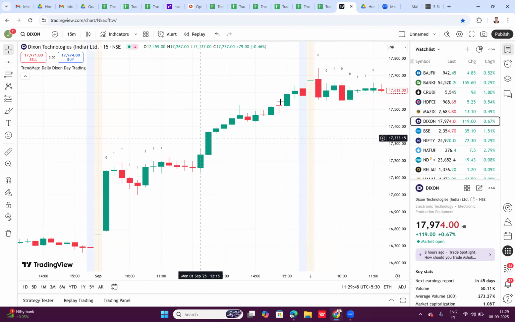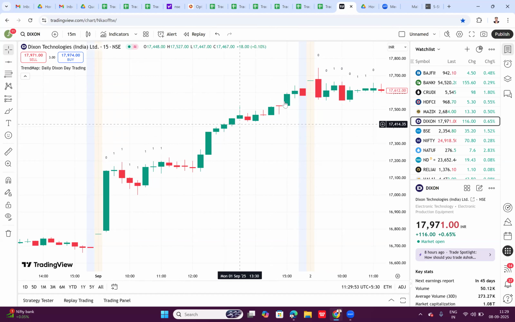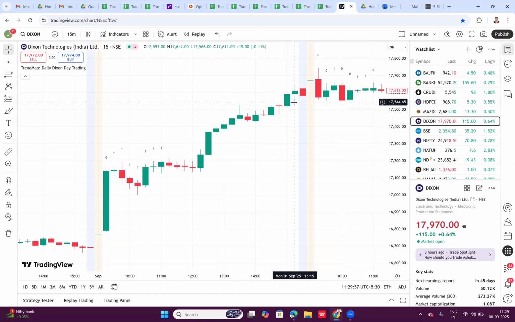Remaining half quantity we have to hold till 3:15 p.m. So Dixon provides very good profit like this day, also many days. Means remaining 50% quantity we are holding for time target. First half quantity, always we have to book in profit of price. Means half quantity we have to book in profit of 30 points in option.